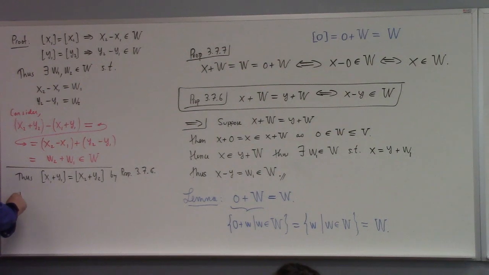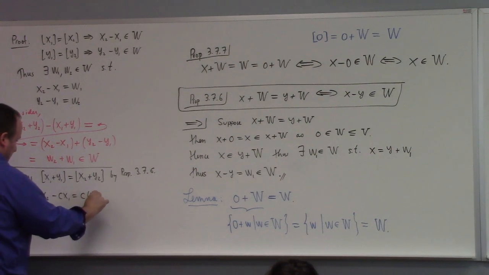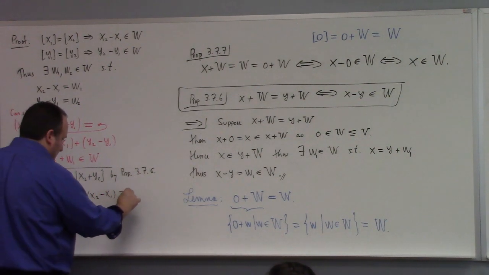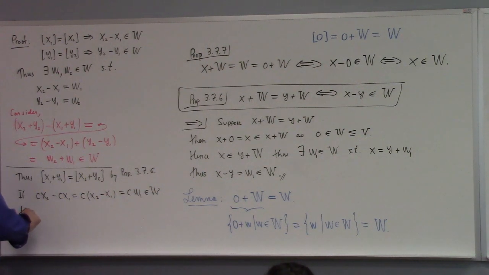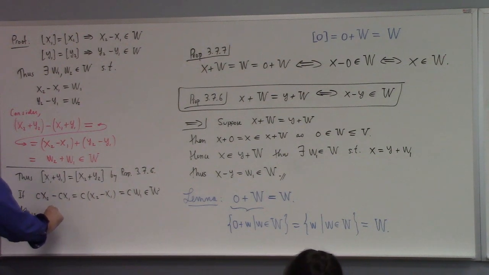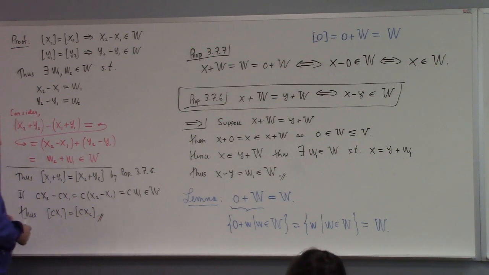And if we look at cx2 minus cx1, that's equal to c times x2 minus x1, right? Which is equal to cw1, which is, by the way, an element of W. Thus, the coset represented by cx1 is equal to the coset represented by cx2, right? And that's the theorem. There's not really much to prove here, but we do need to check it, okay?